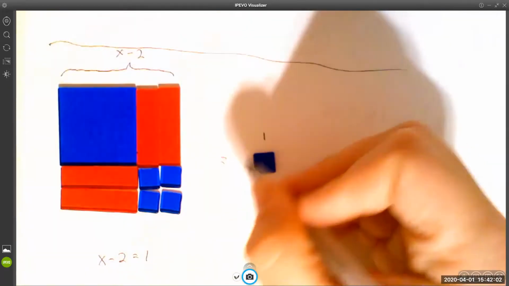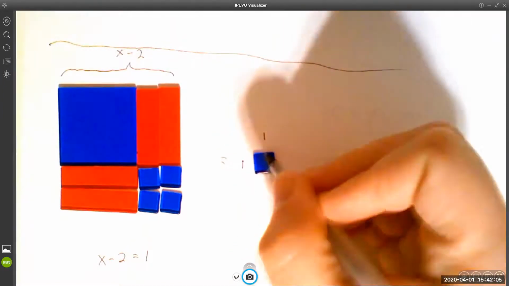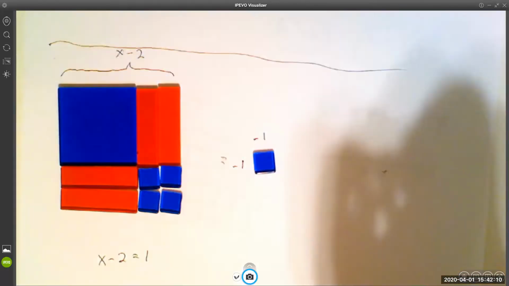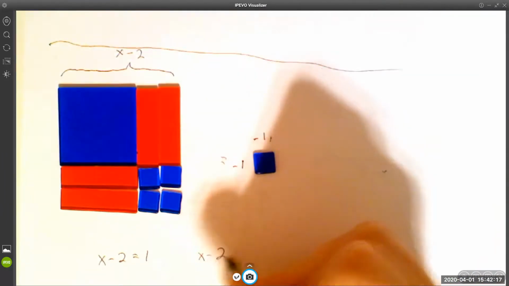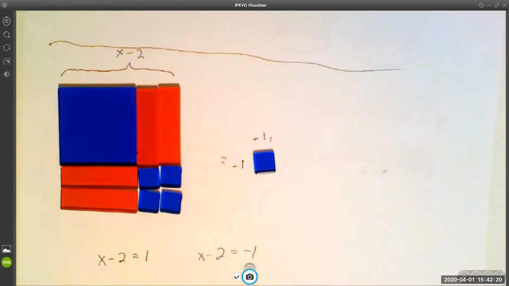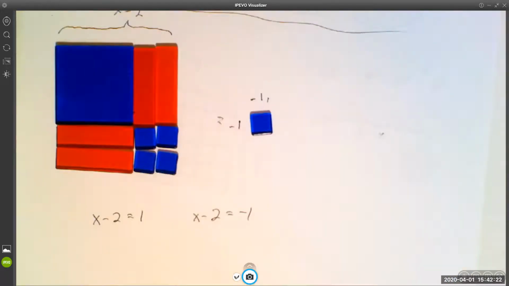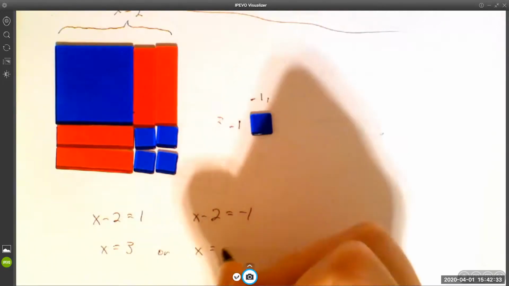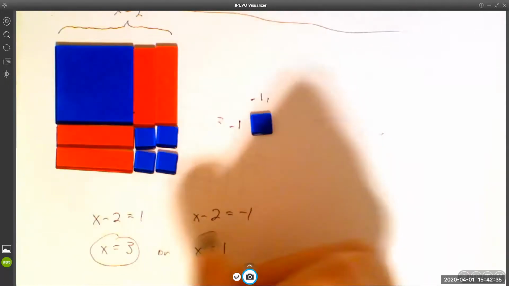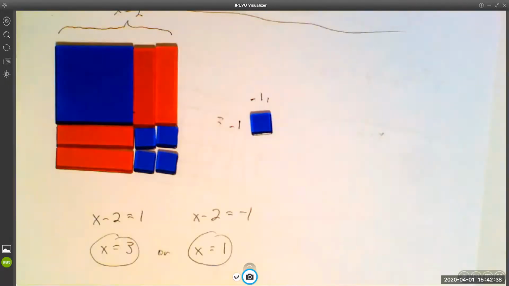Another possible solution would be to say, well, this isn't a 1 by 1, it's actually a negative 1 by a negative 1, because that would still give me a positive 1 tile, right? So if that's the case, then I would have x minus 2 equals negative 1, and that's another possible solution. Most of the time with quadratic equations, you're going to have 2 solutions. Okay, so we finished solving. We say x equals 3 or x equals 1, right? So those are the 2 possibilities there.